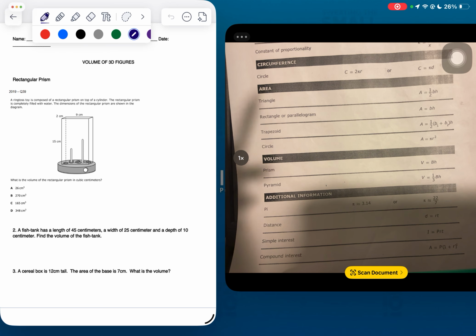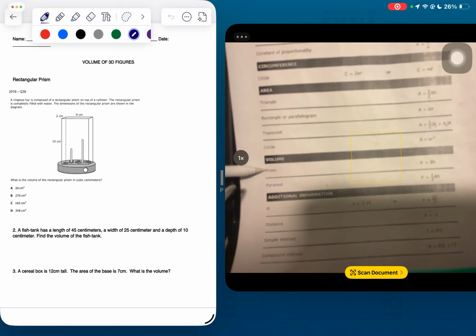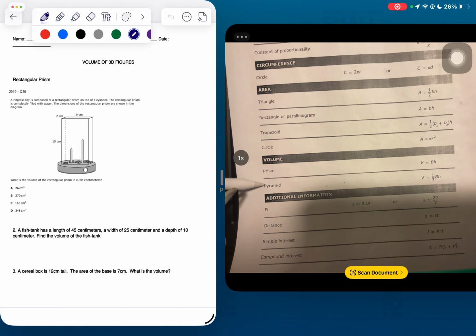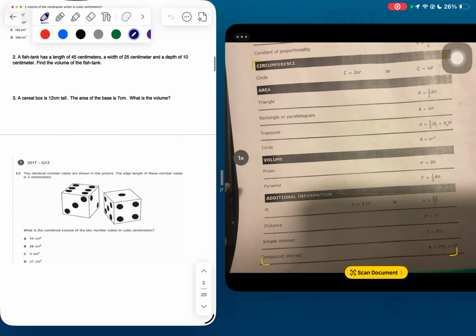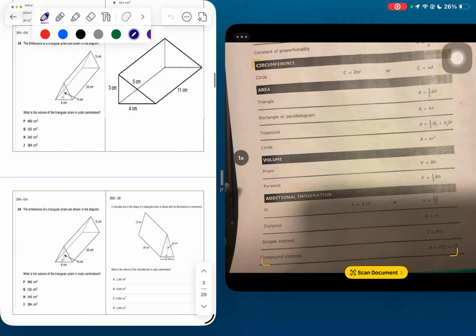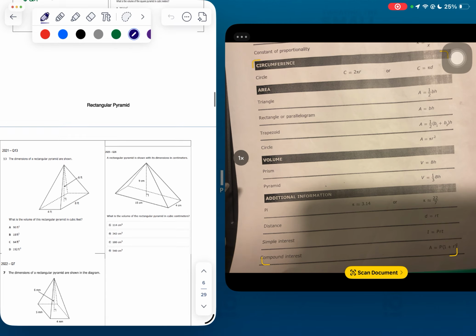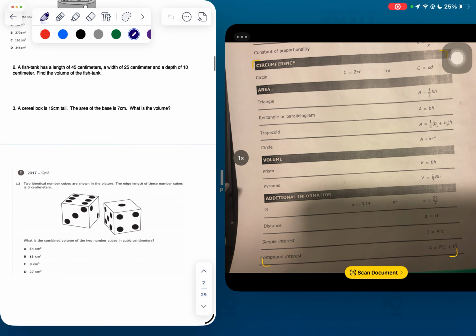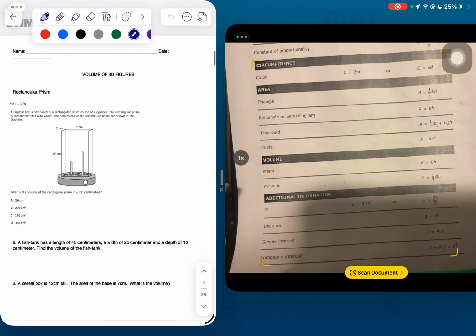The only thing we need to identify is whether we're given a prism or a pyramid. And then we're going to talk a little bit more about each of them. So I separated them based on the type of figure we're given. But we're going to start easy with the rectangular prism.